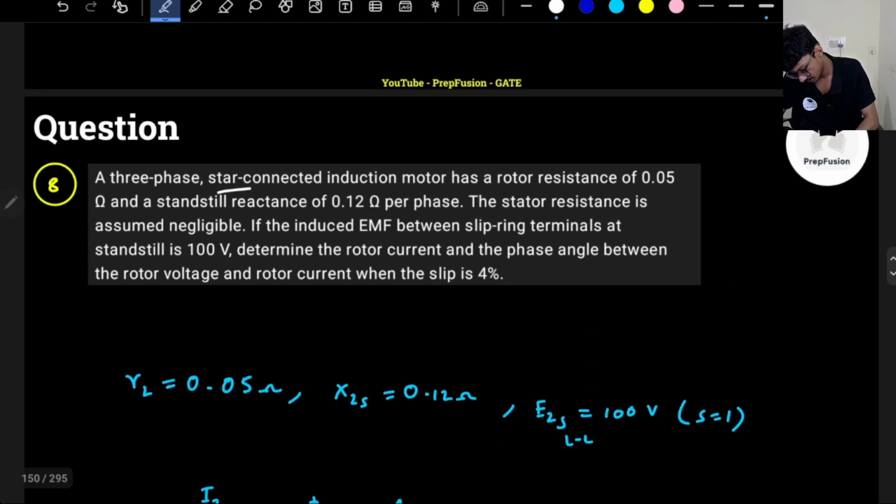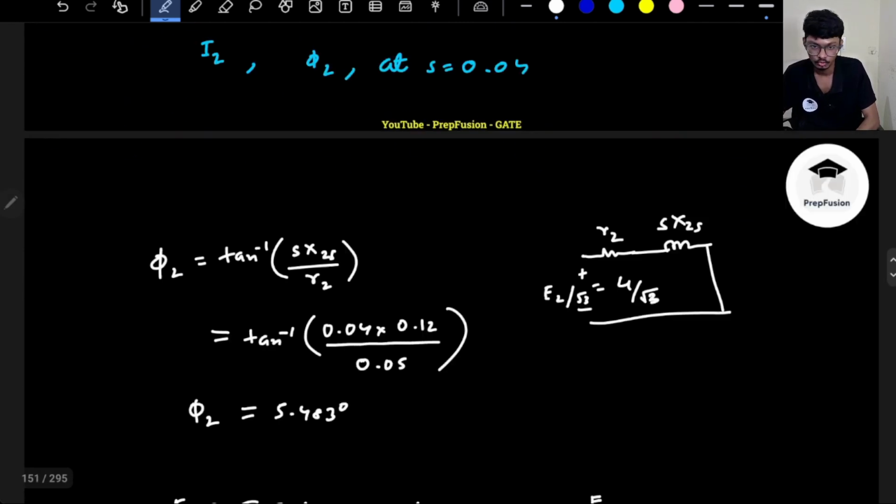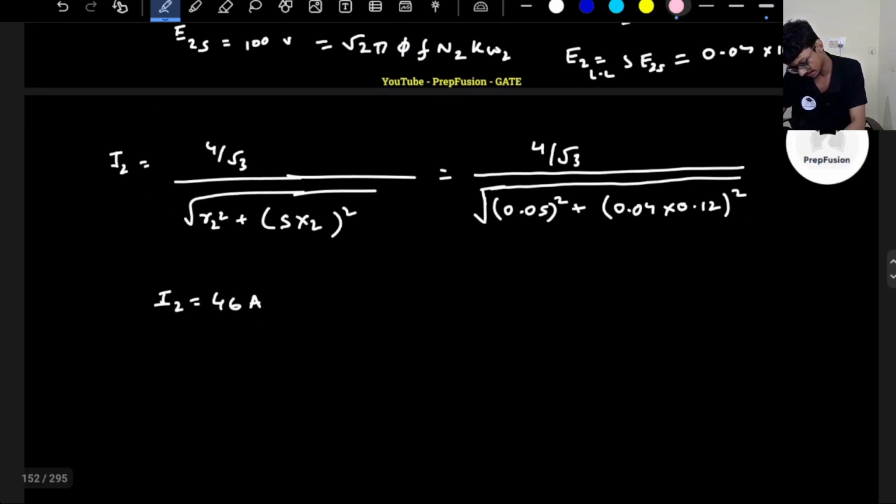That is all they have asked. So the rotor current is 46 amperes. This will be the answer.